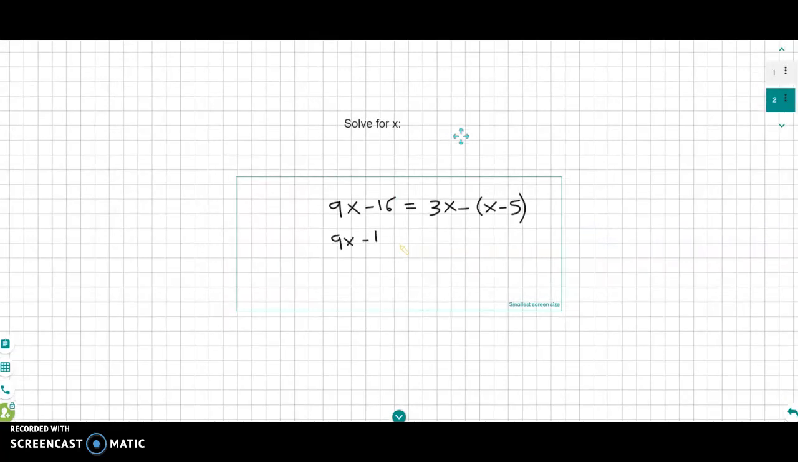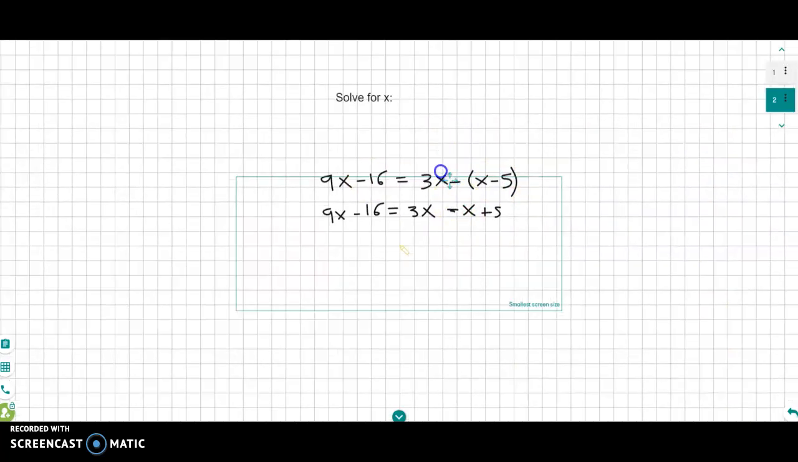9x minus 16. And here we have 3x. But here we have minus and we have a parenthesis. It's like we have a minus 1 here. So we multiply minus 1 times x. That makes minus x. And then we multiply minus 1, it's like we had a 1 here, minus 1 times minus 5. That makes plus 5. Alright?